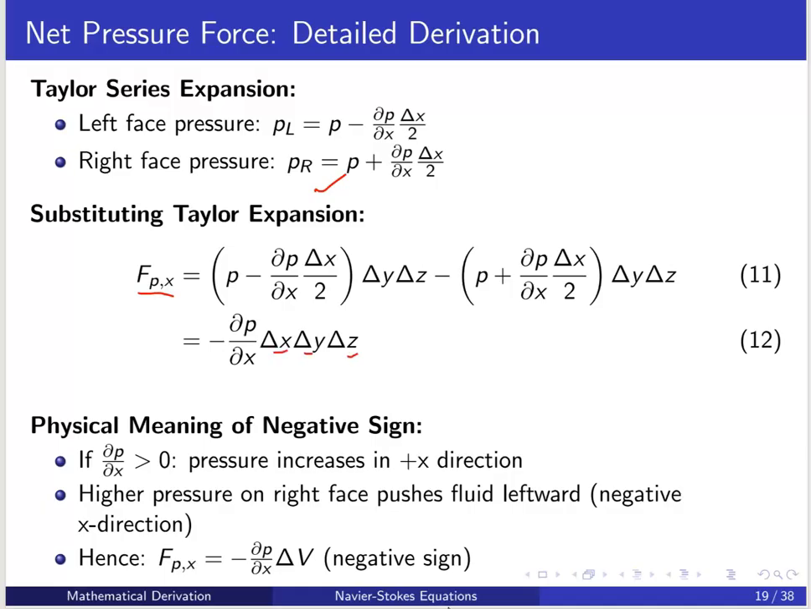Now the physical meaning of the negative sign. If ∂P/∂x is greater than 0, pressure increases in the x direction. So higher pressure on the right face pushes fluid leftward, that is the negative x direction. So here F_Px is minus ∂P/∂x into ΔV; the negative sign means the fluid will move in the opposite direction to the pressure increase.